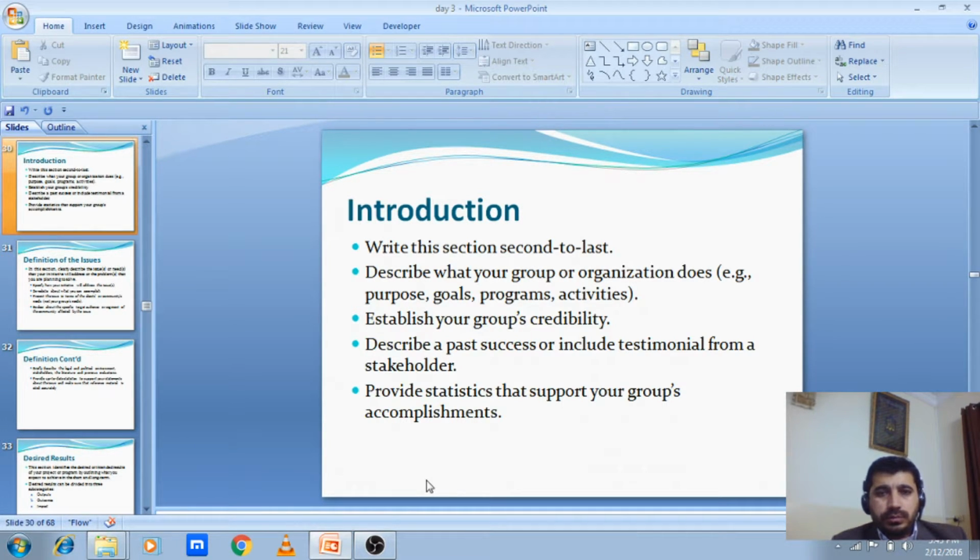Here in this section, you need to write what your group or your organization does. What is the purpose, what is the vision, mission, goals, and the activities that you are involved in. This is the area where you will establish your organization's credibility. So for that purpose, if you have completed any previous projects, you need to mention it here. And if you have received any testimonials from previous clients, you can also put them here. If necessary, provide some statistics to back up your claims.